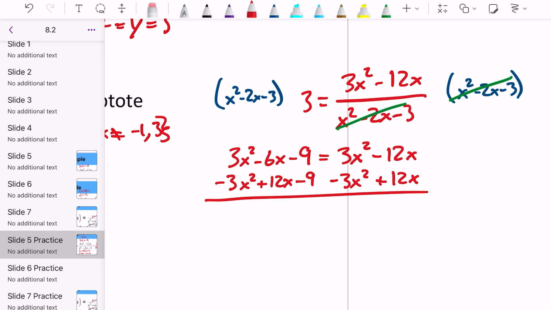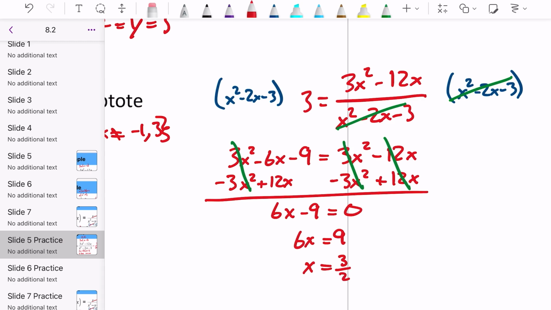When that occurs, notice our 3x squared cancels out, and we are left with 6x minus 9 is equal to 0. As we simplify this out, 6x is equal to 9. X is equal to 3 over 2. Well, originally, it would be 9 over 6, which simplifies to 3 over 2.